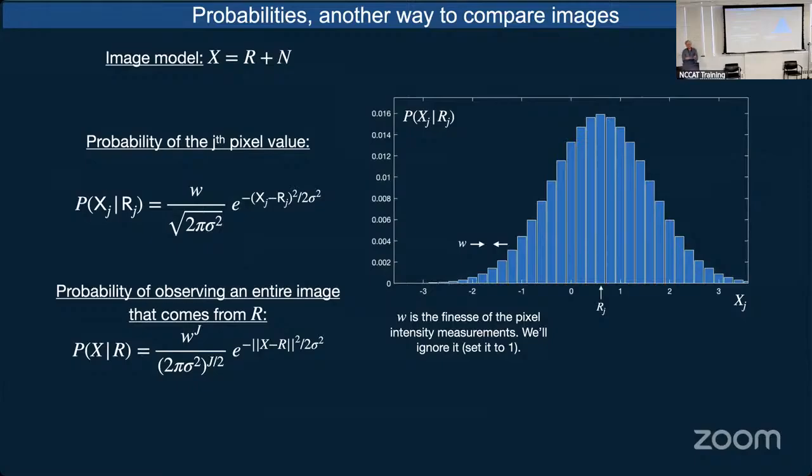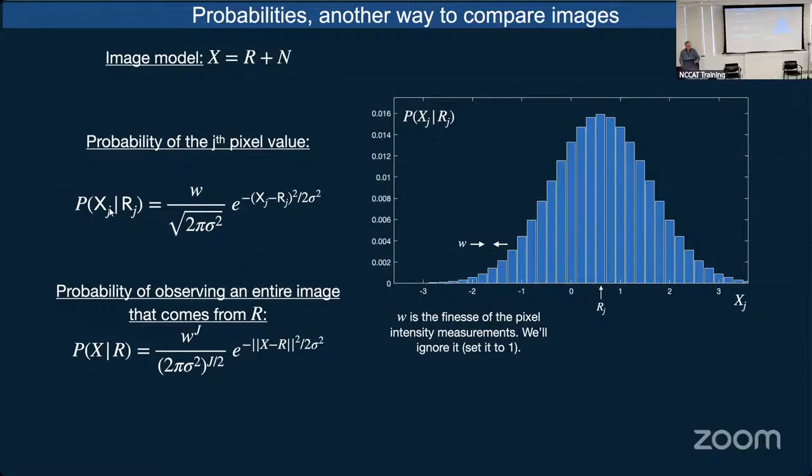I was telling you various ways of comparing an image with a reference, and now I want to tell you about the statistical method, maximum likelihood. So the image model, again, is the same. The image is the reference with some noise added to it. And what we can do is ask, what is the probability that an image came from a reference? The first thing we can do is say, let's take one pixel.